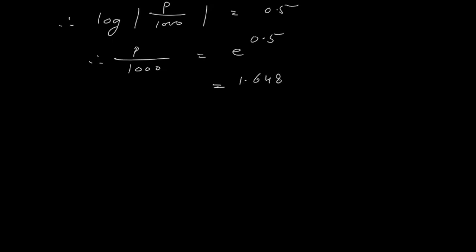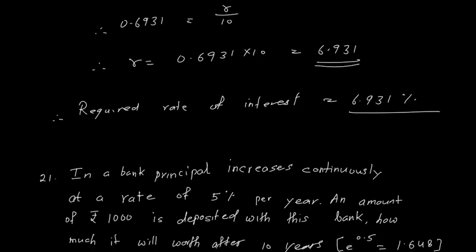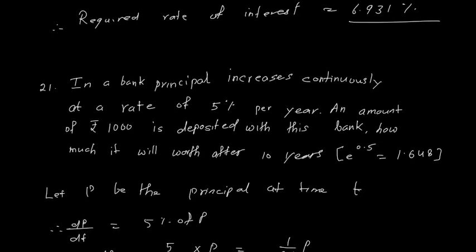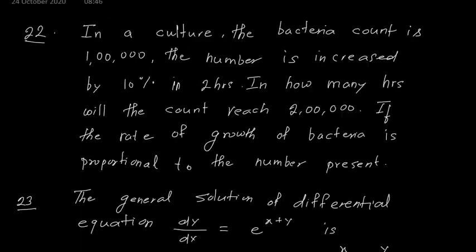1.648. So therefore the value of P is 1.648 into 1000, which is equal to 1648. So my amount will become 1648 after how many years? After 10 years the amount will become 1648, at a rate of 5%. Okay, fine.